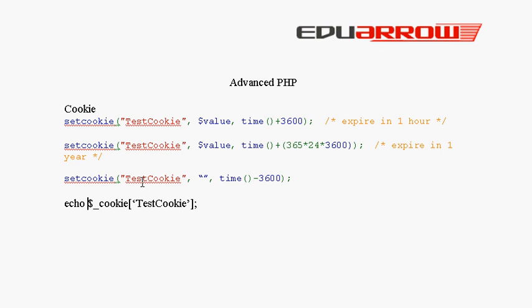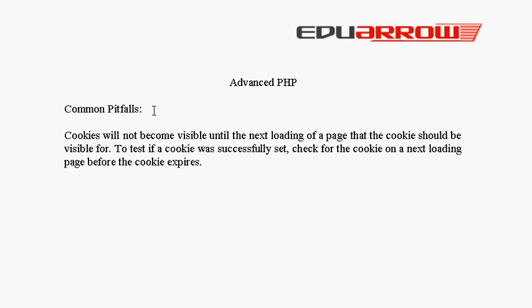To access the value of a cookie variable, we will use $_COOKIE and pass the name of the cookie variable. $_COOKIE is a superglobal array variable. So this statement will display the value of the cookie test cookie.